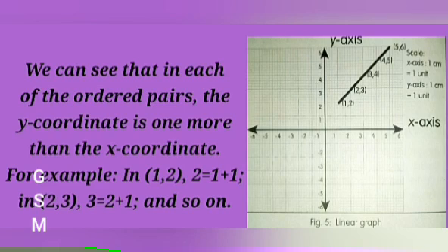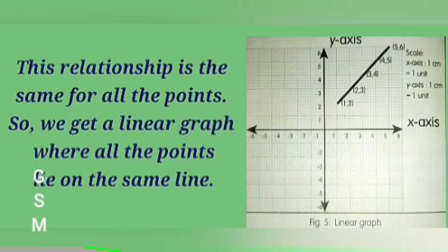We can see that in each of the ordered pairs, the y coordinate is 1 more than the x coordinate. For example, in (1, 2), 2 is equal to 1 plus 1, and in (2, 3), 3 is equal to 2 plus 1, and so on. This relationship is the same for all the points, so we get a linear graph where all the points lie on the same line.